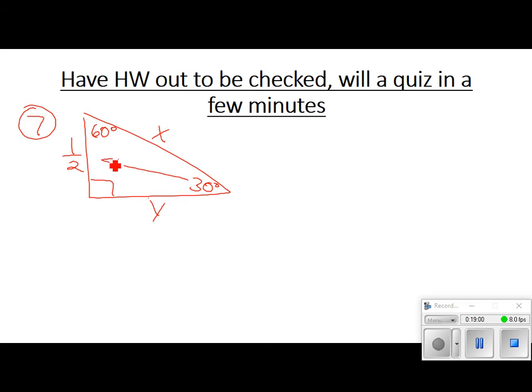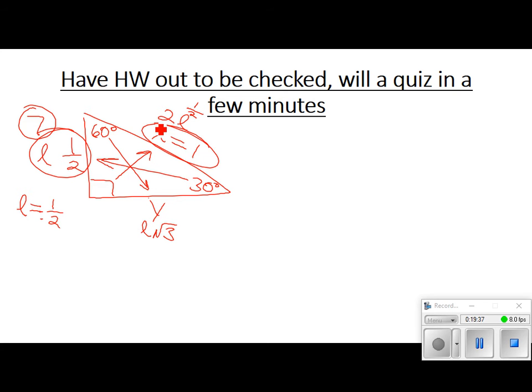The side across from the 30-degree angle, we're going to label L. The side across from the 60-degree angle, L radical 3, L times the square root of 3. The side across from the right angle, 2L. Which one do we know this time? L. So what equation? L equals 1/2. Anything to solve there? No. Anywhere you see L, you're going to stick in 1/2. So right here we stick in 1/2. What's 2 times 1/2? 1. So X equals 1. That's one of our answers.